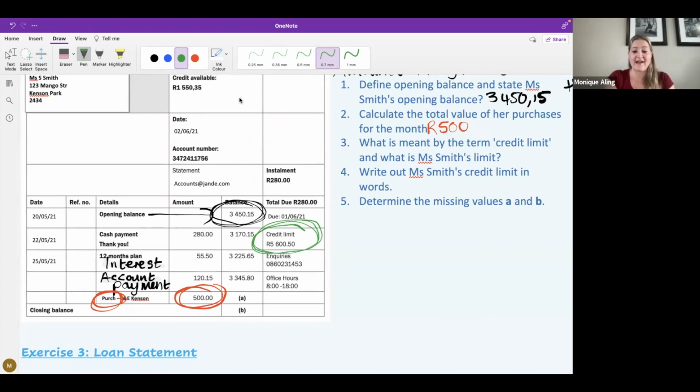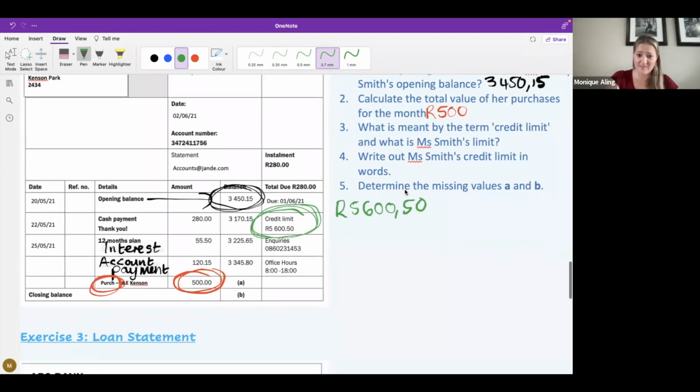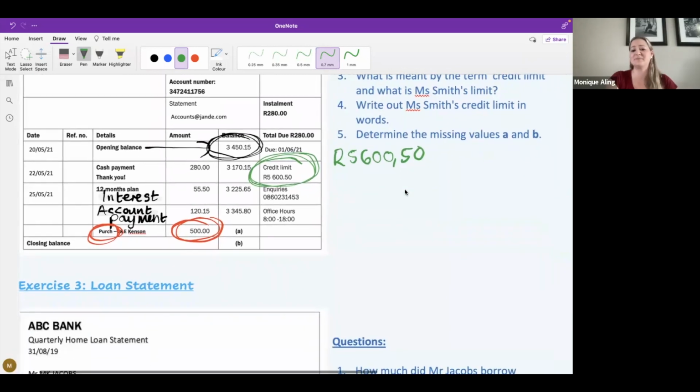Let's look at the next question. Write out Miss Smith's credit limit in words. So we need to take this number, 5,600.50, and write it out in words. Seems tedious, but it can be asked in an exam. Yes, Asanda's asking, what does the credit available part at the top mean?